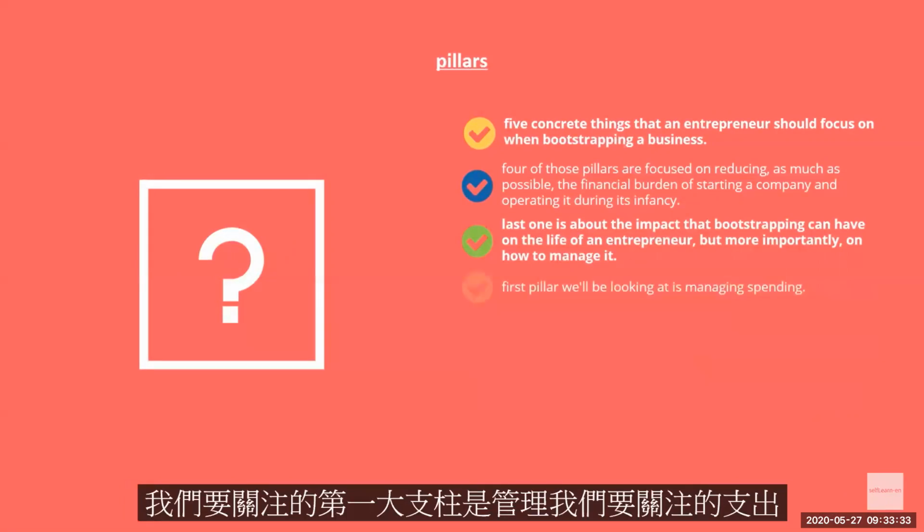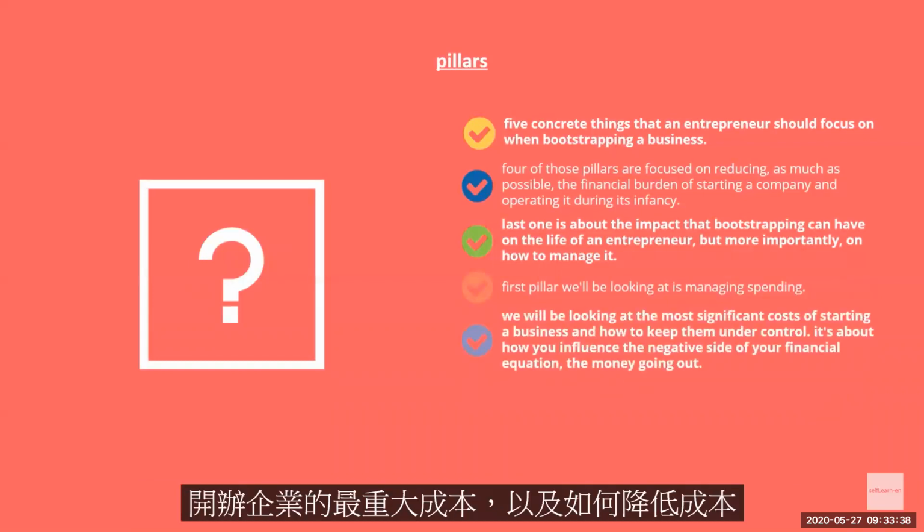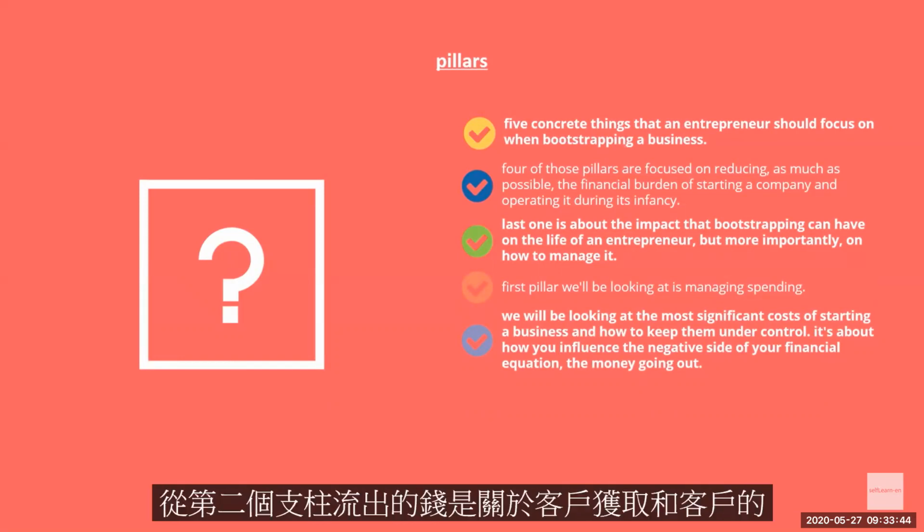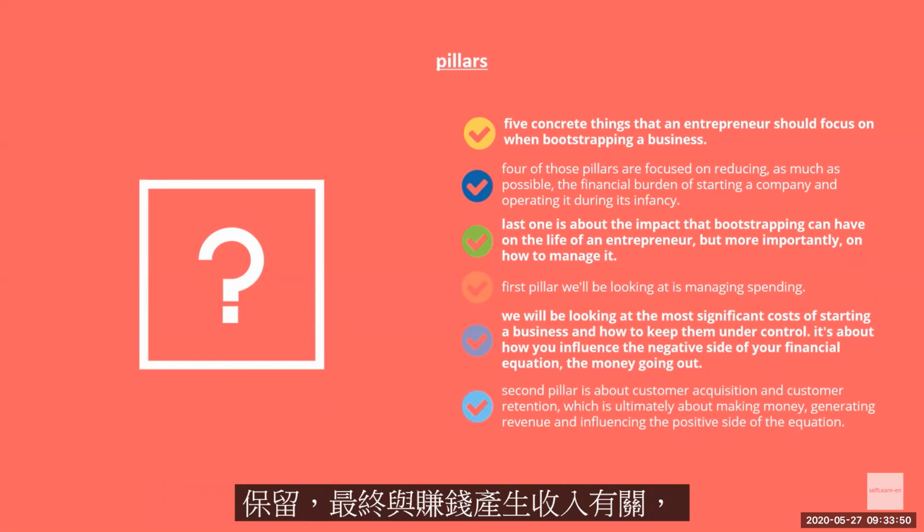The first pillar we'll be looking at is managing spending. We will be looking at the most significant costs of starting a business and how to keep them under control. It's about how you influence the negative side of your financial equation, the money going out. The second pillar is about customer acquisition and customer retention, which is ultimately about making money, generating revenue, and influencing the positive side of the equation.